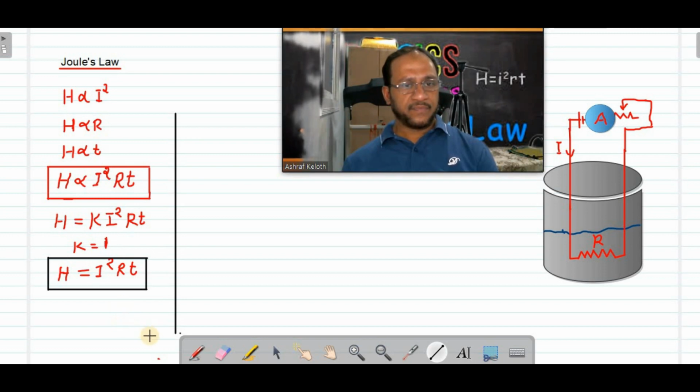The heat energy produced in a resistor is directly proportional to the square of the current for a given resistor, directly proportional to the resistance for a given current, and directly proportional to the time for which the current flows through the resistor. Okay, very good. So the heat energy produced in a resistor is directly proportional to the square of the current flowing through the resistor, directly proportional to the resistance, and also proportional to the time of flow. Okay. Now the same equation we can derive by using mathematics also.